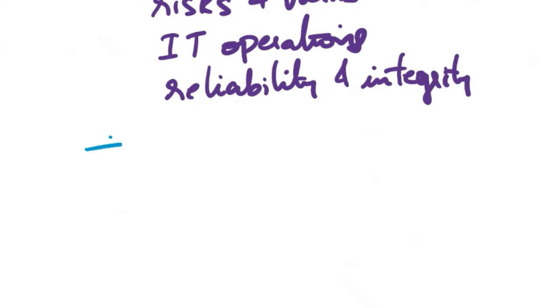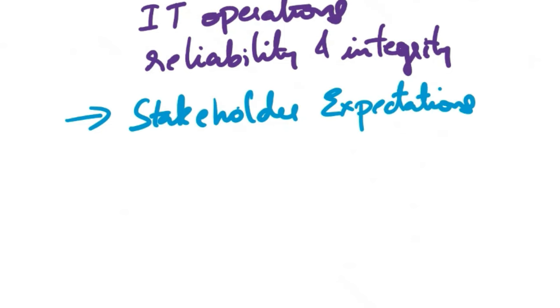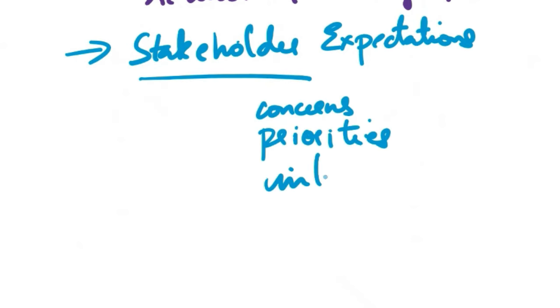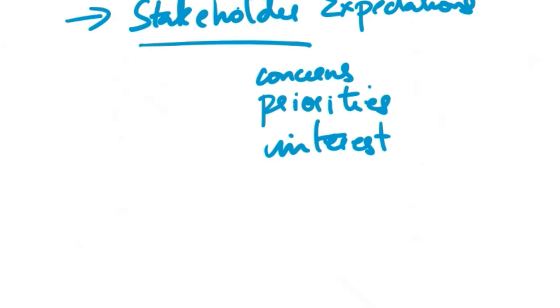Once you're done with the audit objectives, you need to consider stakeholder expectations. That is, take into account the expectations and requirements of key stakeholders, including senior management, the board of directors, regulatory bodies, and internal audit committees. You need to consult with these stakeholders to understand their concerns, priorities, and areas of interest related to IT governance, risk management, and compliance.